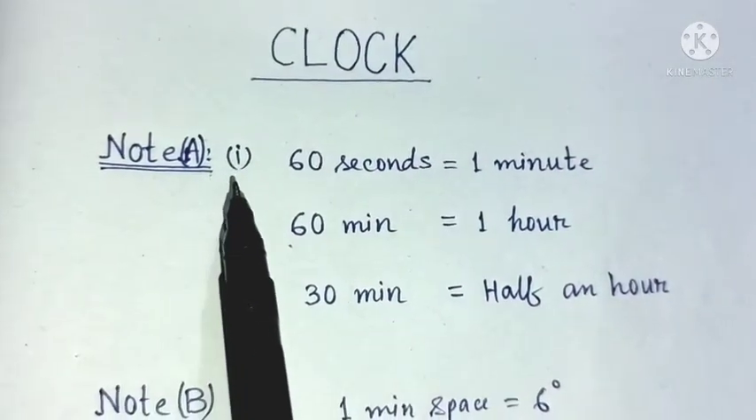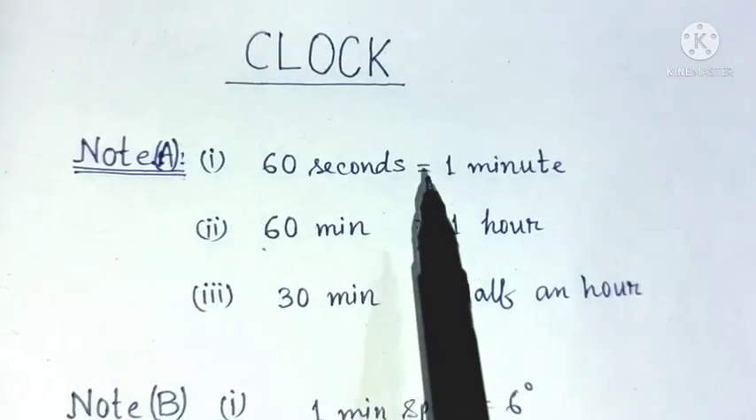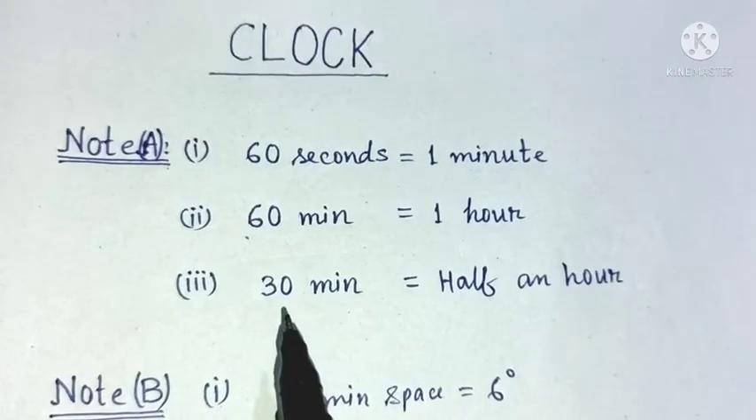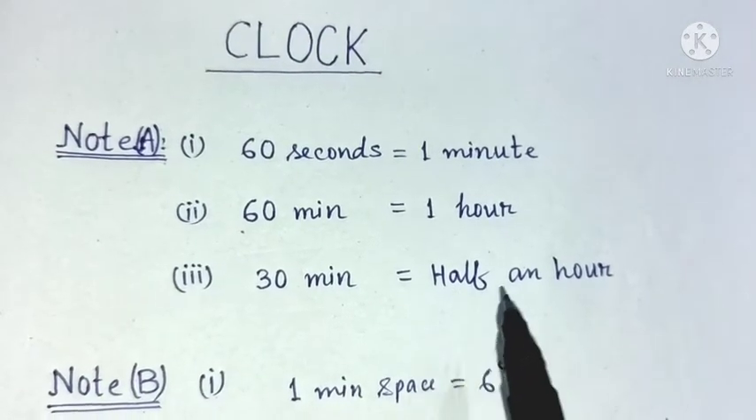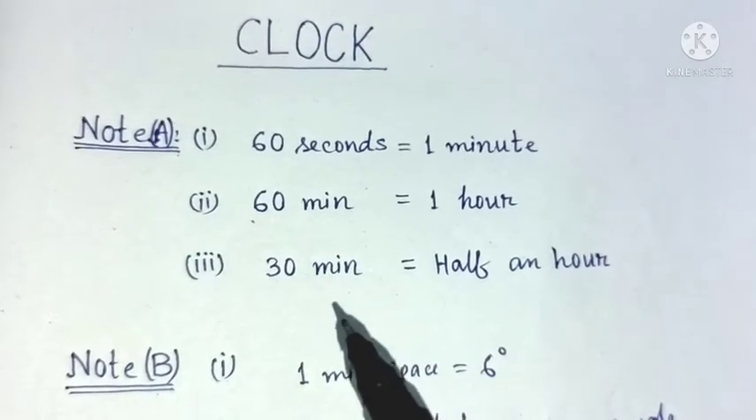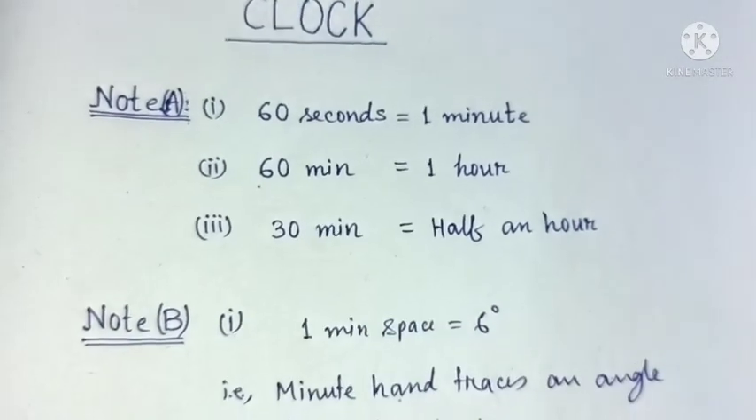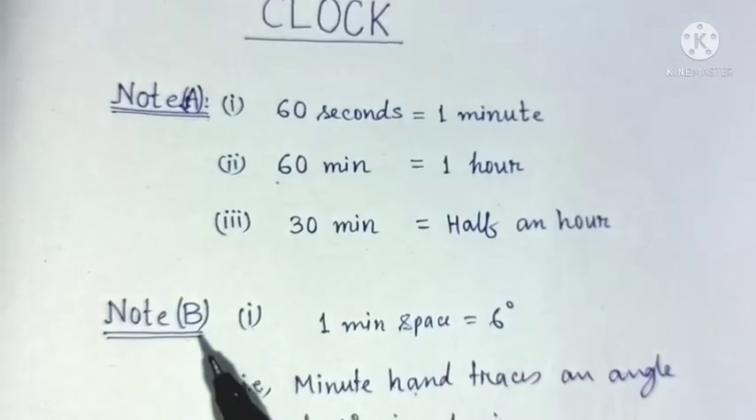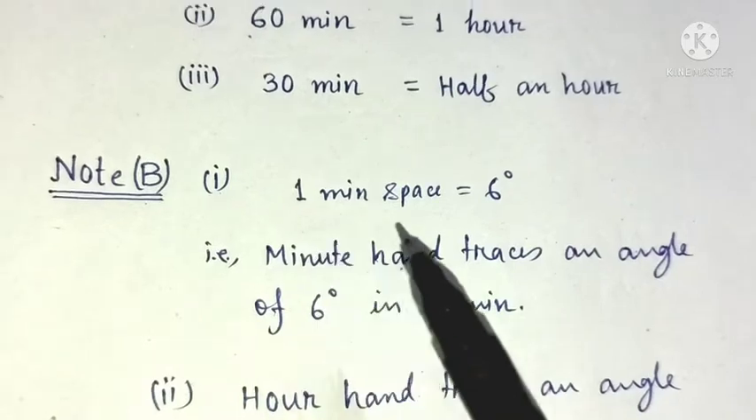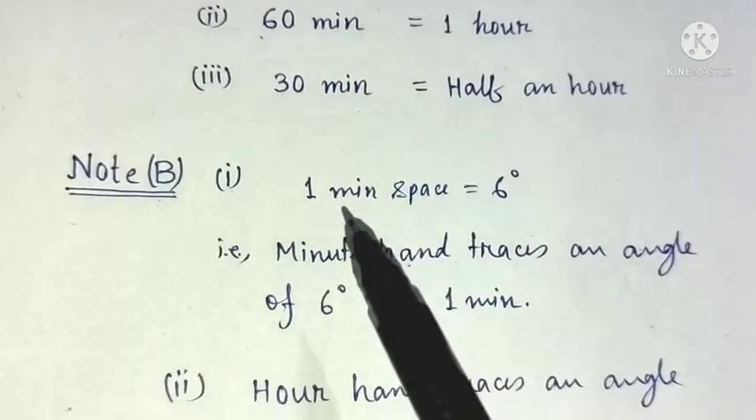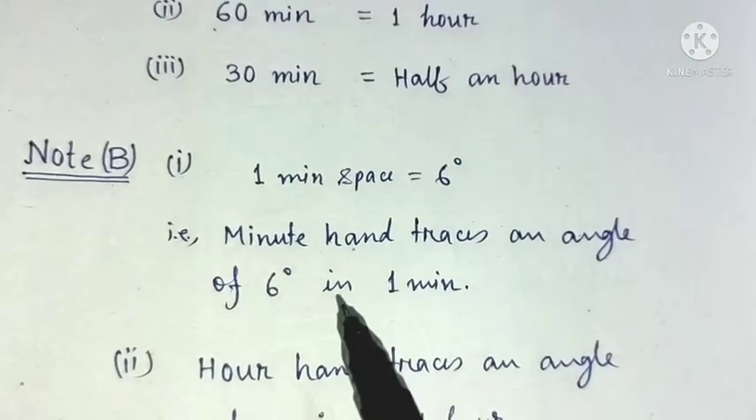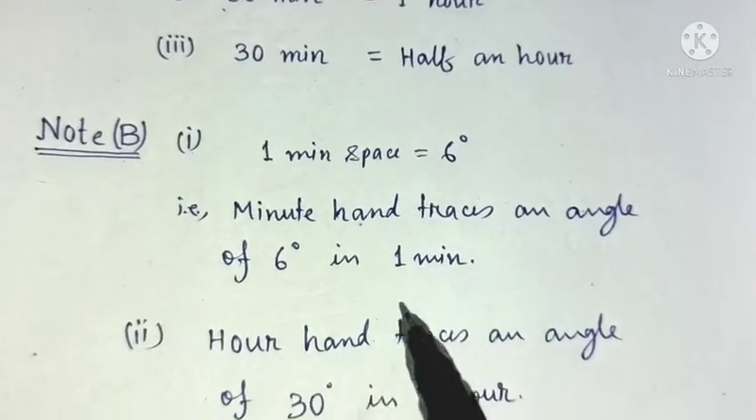Note A, number 1, I have given: 60 seconds equal to 1 minute, 60 minutes equal to 1 hour, then 30 minutes is equal to half an hour, and many more you can know. There are 12 hours only in a clock in one complete round. Then note B is also given here, that should also be known. In 1 minute space, that means how much it will trace. 1 minute space equal to 6 degrees, that means the minute hand traces an angle of 6 degrees in 1 minute.